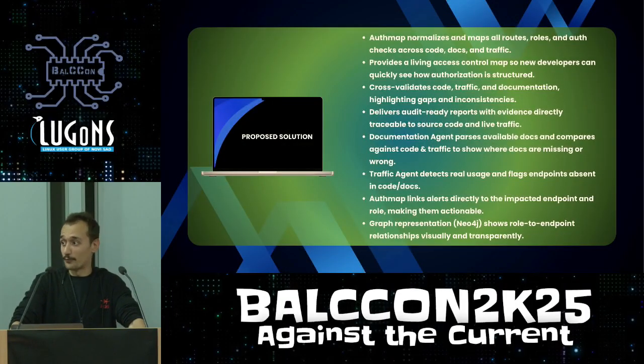So our proposed solution with AuthMap is that AuthMap normalizes and maps all routes, roles, and authentication checks across code, documents, and traffic. So again, with the agent layer, we take all the possible information that we can get through the documentation, through the source code itself, and then the user traffic.